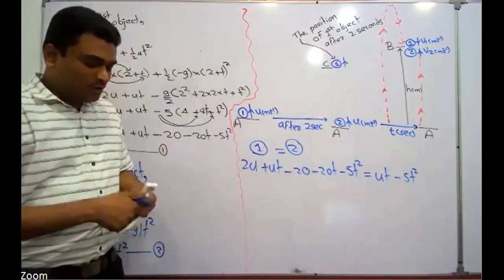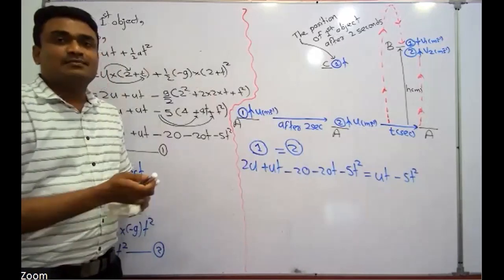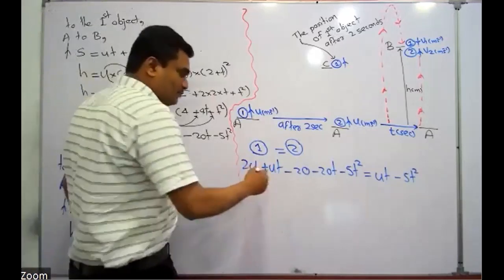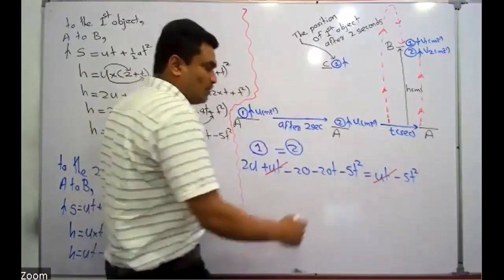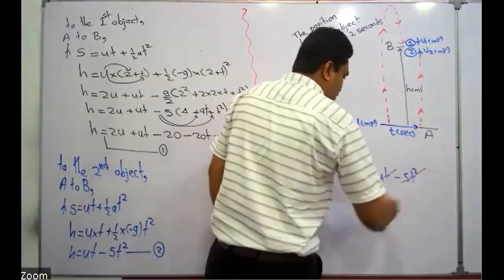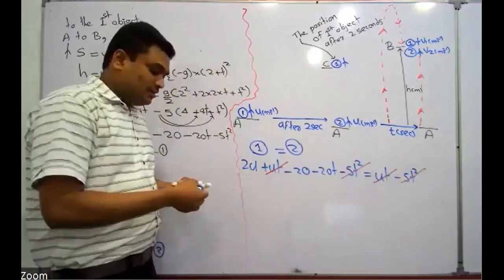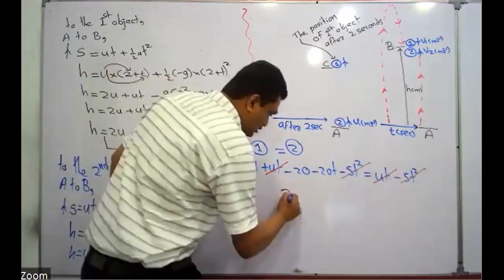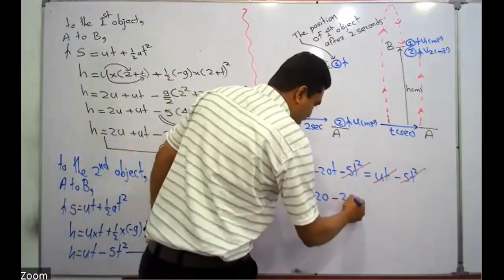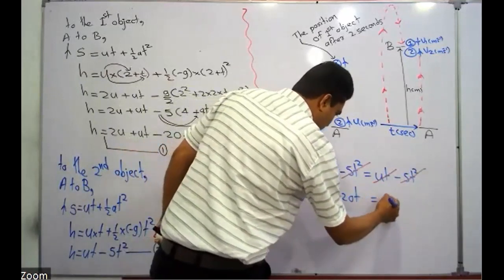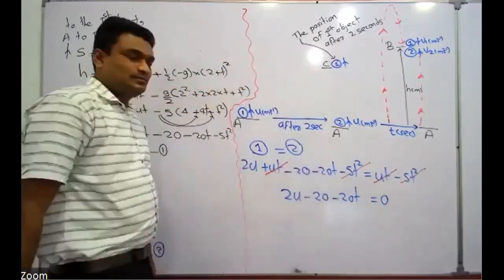Now we can cancel out many of the terms. What are the terms that can be cancelled out here? ut and ut, minus 5t square and minus 5t square can be cancelled out. So what are the remaining terms here? 2u minus 20 minus 20t equals 0.